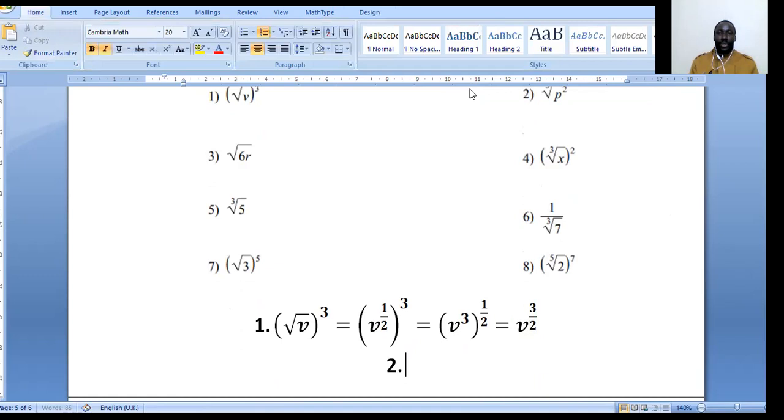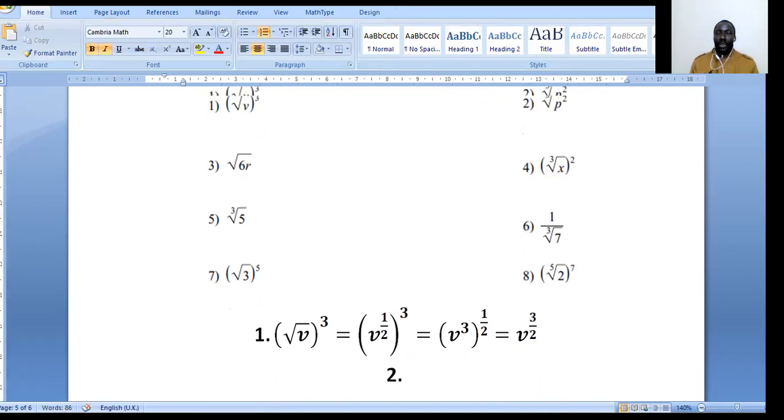Then for the next question, we have to find this in exponential form. This is the cube root of p squared. All right. So that is the cube root of p squared. I think I need to put this right up here. The cube root of p squared.